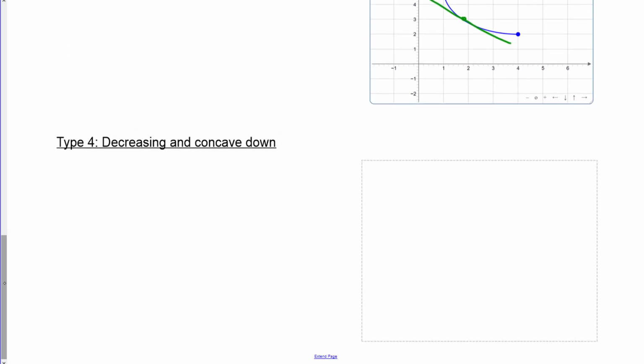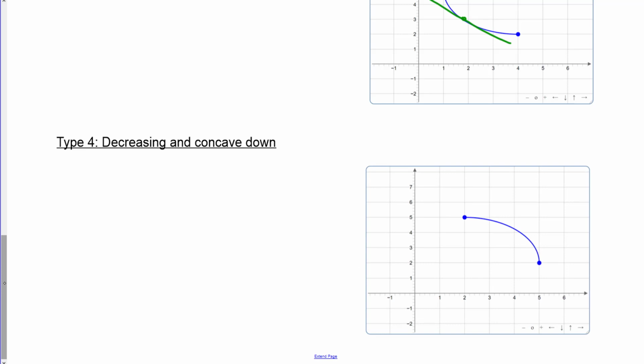And lastly, we have curves that are decreasing and concave down. So this is decreasing in y value, but it lies entirely below any tangent line on that particular interval. So those are the only 4 types of shapes that we can have to curves. And what we're going to learn later on is how to put those together to make generalized functions, but for now, just know that these are the options.